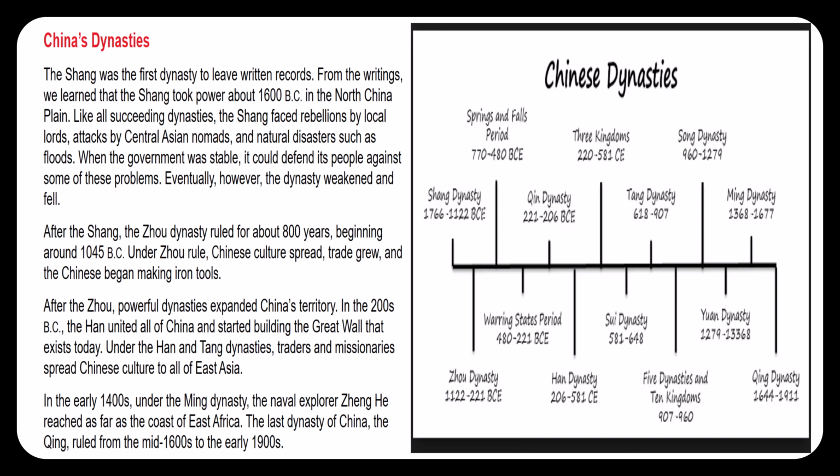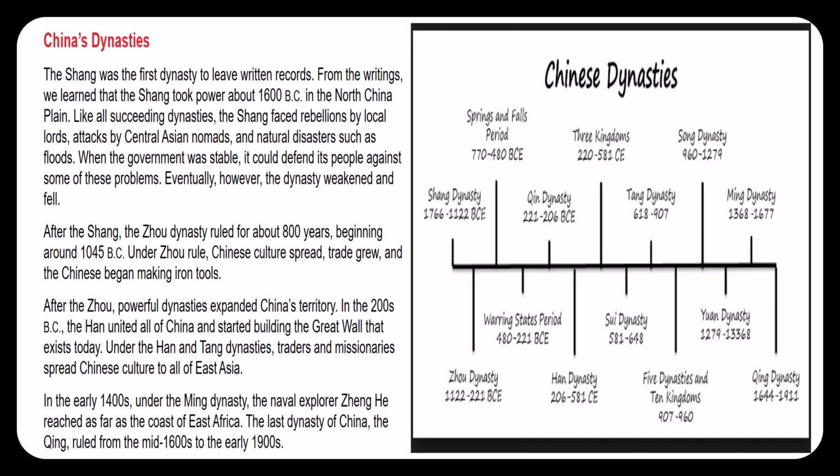After the Shang, the Zhou dynasty ruled for about 800 years, beginning around 1045 BC. Under Zhou rule, Chinese culture spread, trade grew, and the Chinese began making iron tools. After the Zhou, powerful dynasties expanded China's territory. In the 200s BC, the Han united all of China and started building the Great Wall that exists today. Under the Han and Tang dynasties, traders and missionaries spread Chinese culture to all of East Asia. In the early 1400s, under the Ming dynasty, the naval explorer Zheng He reached as far as the coast of East Africa. The last dynasty of China, the Qing, ruled from the mid-1600s to the early 1900s.